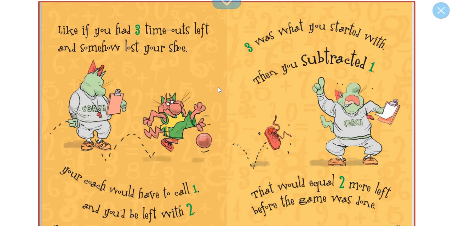Like if you had 3 timeouts left and somehow lost your shoe, your coach would have to call 1 and you'd be left with 2. 3 was what you started with, then you subtracted 1. That would equal 2 more left before the game was done.